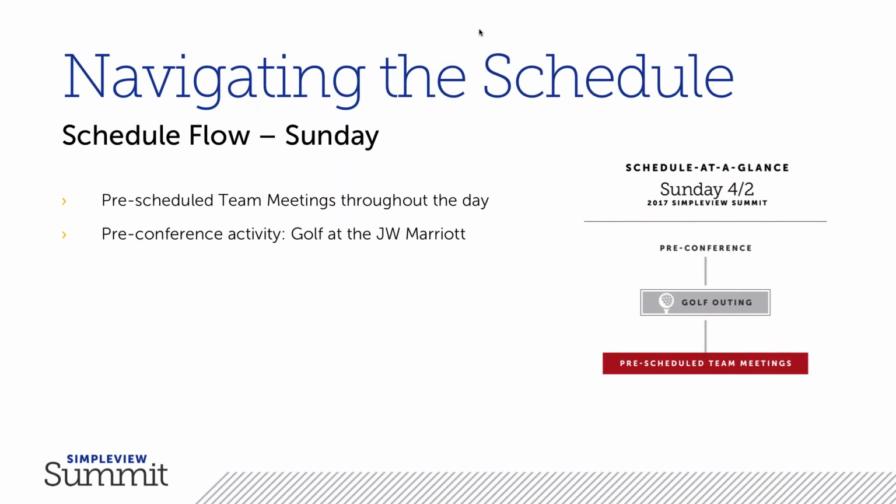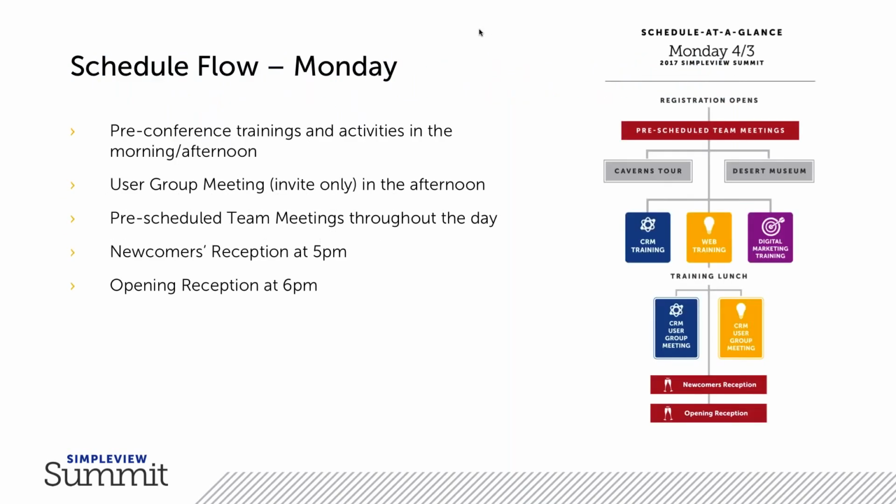So let's start talking about the schedule, Sunday, Monday, Tuesday, Wednesday, Thursday, and how everything's going to run on those different days. Sunday is pretty simple. We've got your pre-scheduled team meetings throughout the day, so hopefully you've heard from your account manager and you've got these meetings set up. You might have had some of these meetings set up on Monday, but these meetings can run anytime throughout the week, but we do reserve Sunday for those. And then golf at the JW Marriott is one of the pre-conference activities set up for Sunday, so a pretty open day.